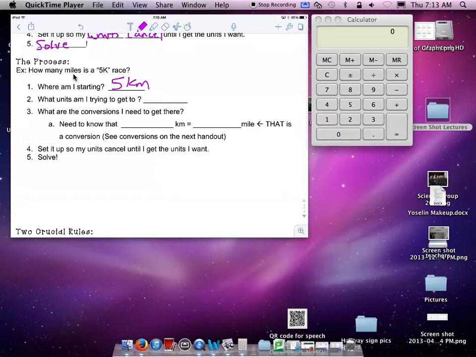Usually that's going to be in the form of a question or in a prompt, like go from 5 kilometers to miles, or how many miles. So the question part, what are you trying to get to? We're trying to figure out how many miles that would be.